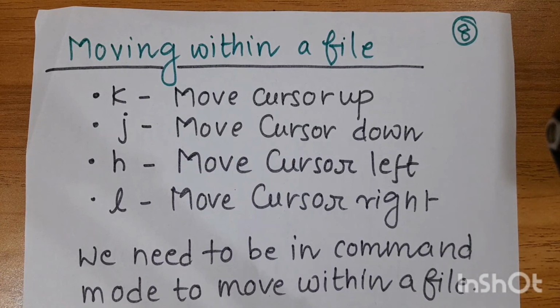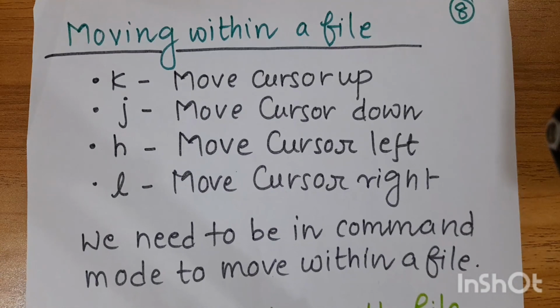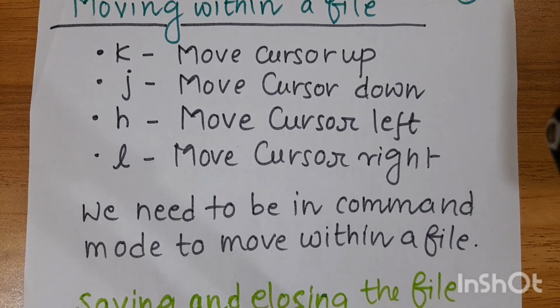Moving within a file. How to move within a file? We are not using the mouse to move the cursor up and down; rather, we are using the keyboard. In command mode, if you type k, the cursor will move up. If you type j, the cursor will move down. If you type h, the cursor will move left. If you type l, the cursor will move right. So we need to be in command mode to move within a file.